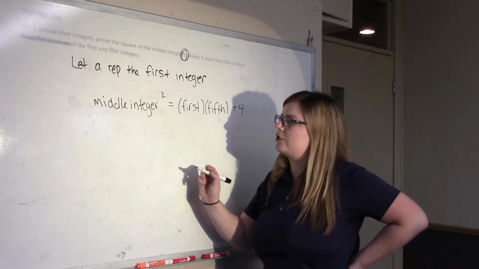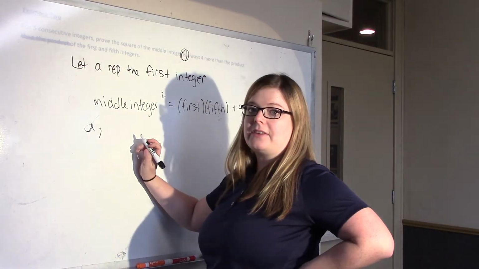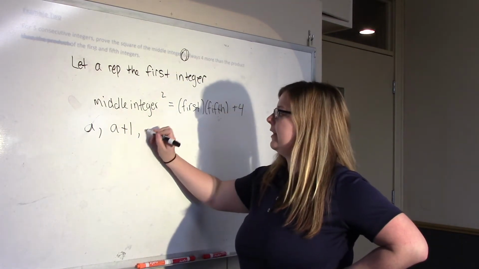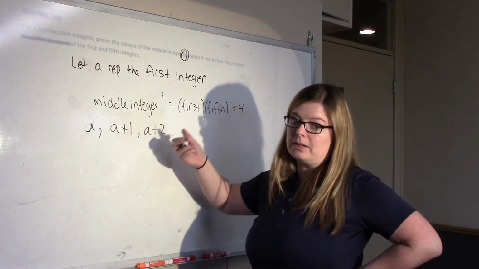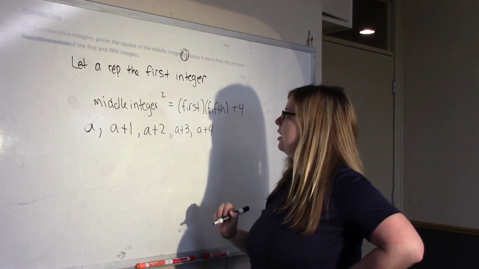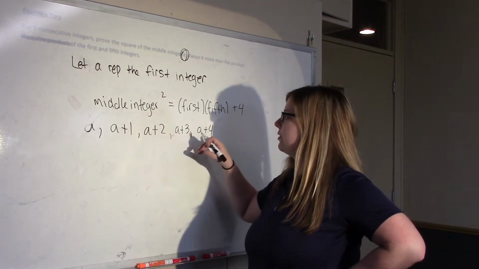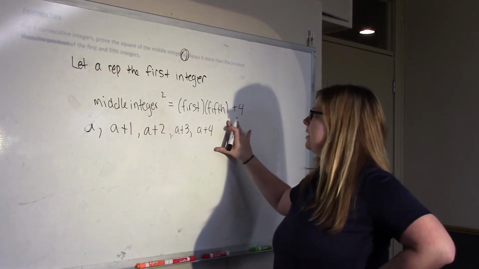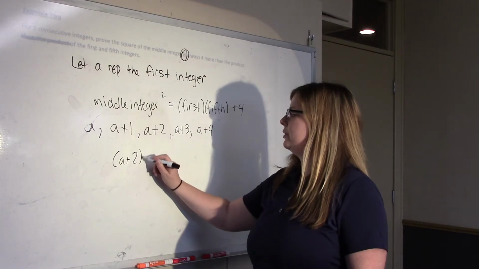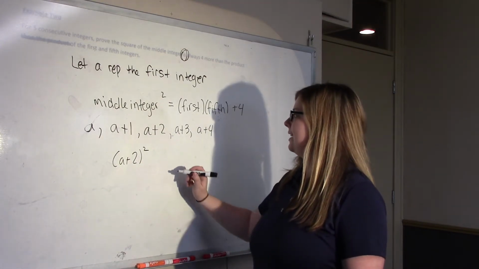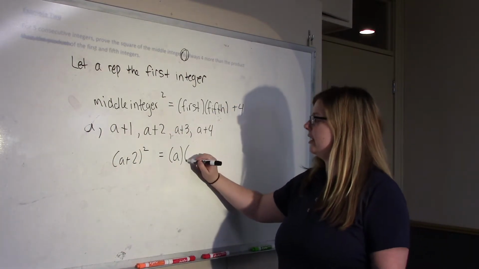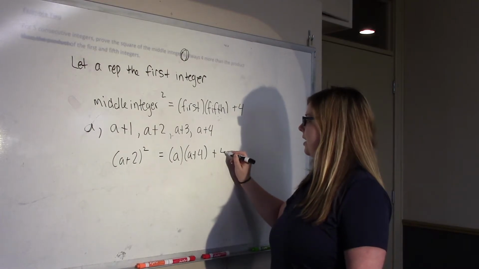So if A is our first integer, our next consecutive integer is A plus 1. That's how you get to the next number, you add 1. And then you get A plus 2, because it's A plus 1 plus 1. Keep adding 1. A plus 3, and A plus 4. Okay, so now this is our first, second, third, fourth, fifth integer. So now we just need to sub these in to this expression. So our middle integer is A plus 2. So A plus 2 squared. We want to show that that's equal to A, which is our first integer, times our fifth integer, A plus 4, and then another 4 out here.